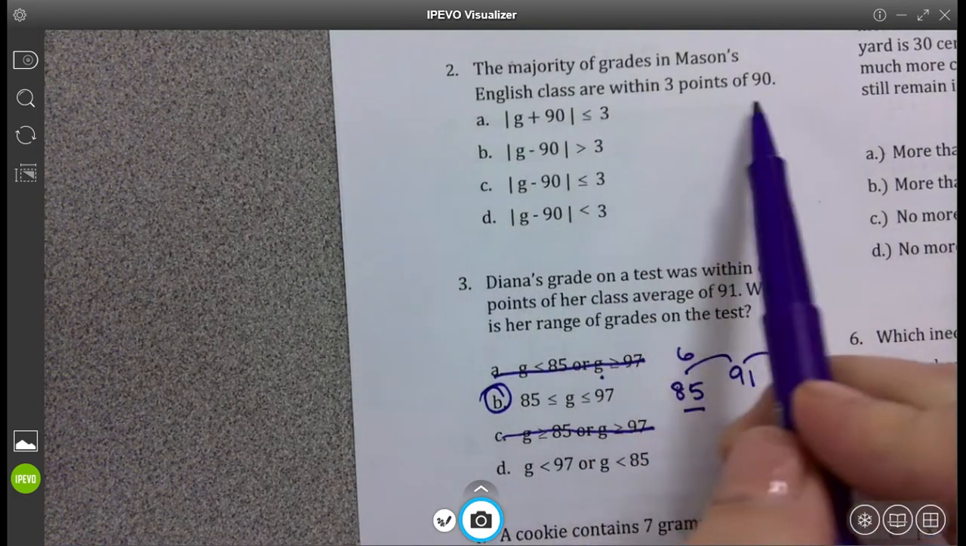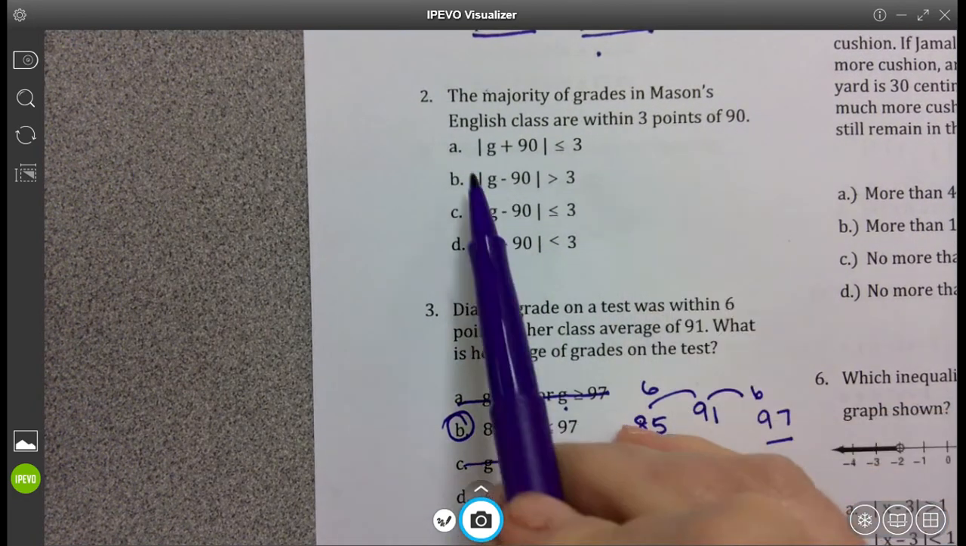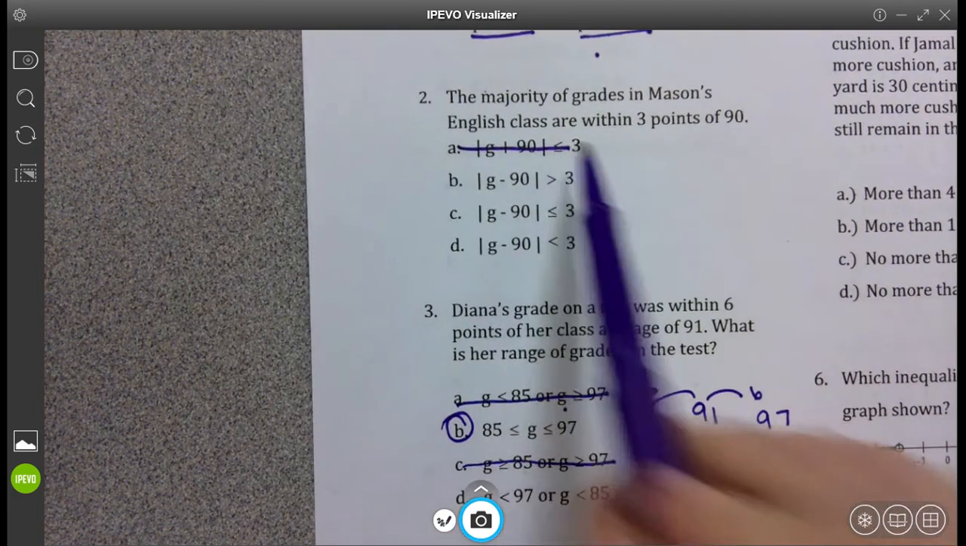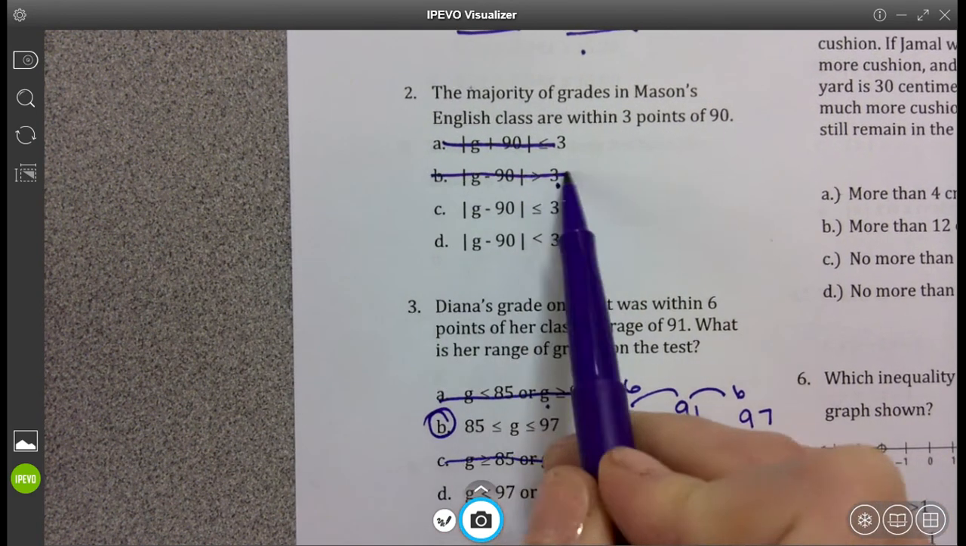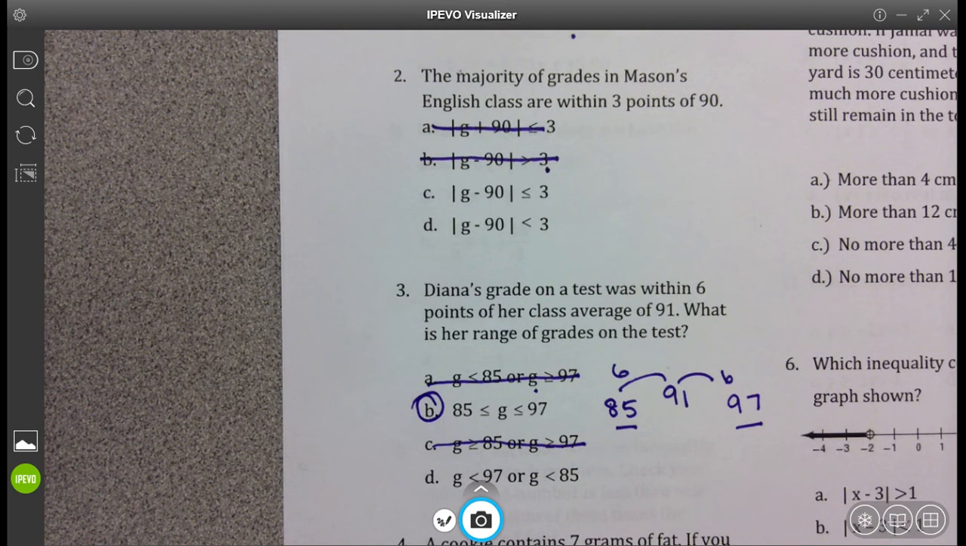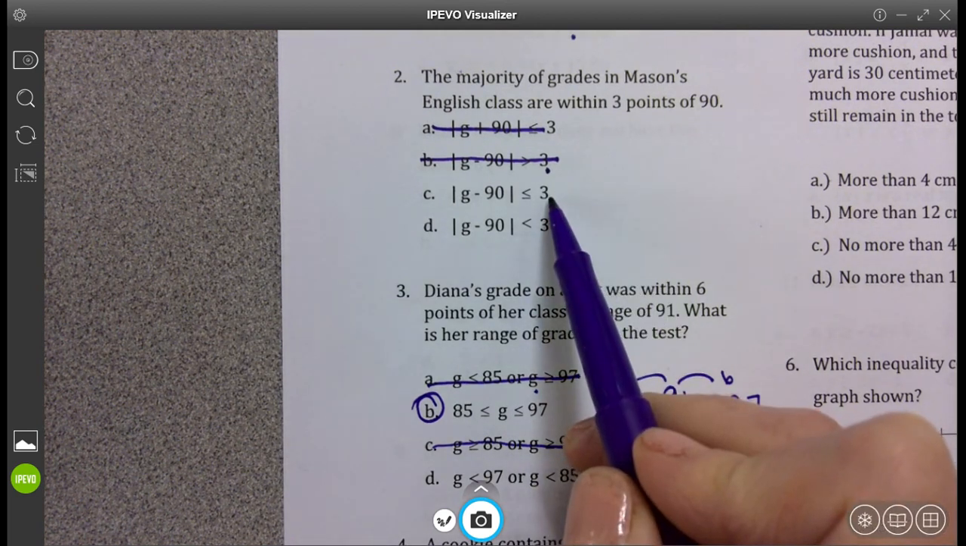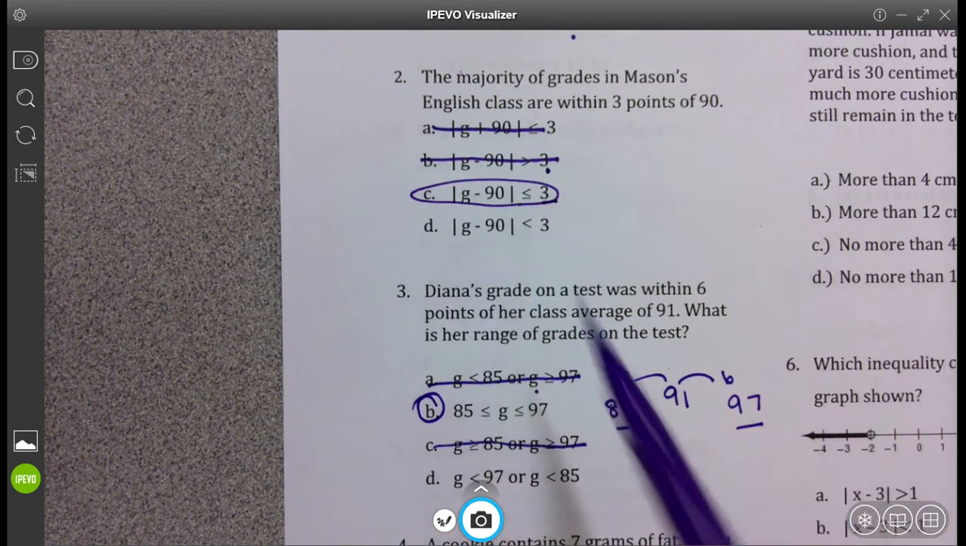We're talking about within a range of 3 points. When you're within a range, that's subtraction. So you need to be within 3 points. You don't want to be greater than 3 points. You need to be within 3 points, so you can also be 3 points. So your answer is C, equal to.